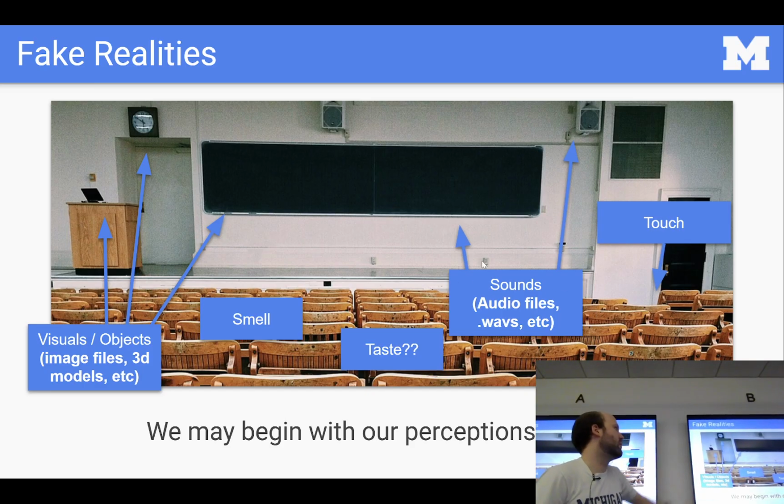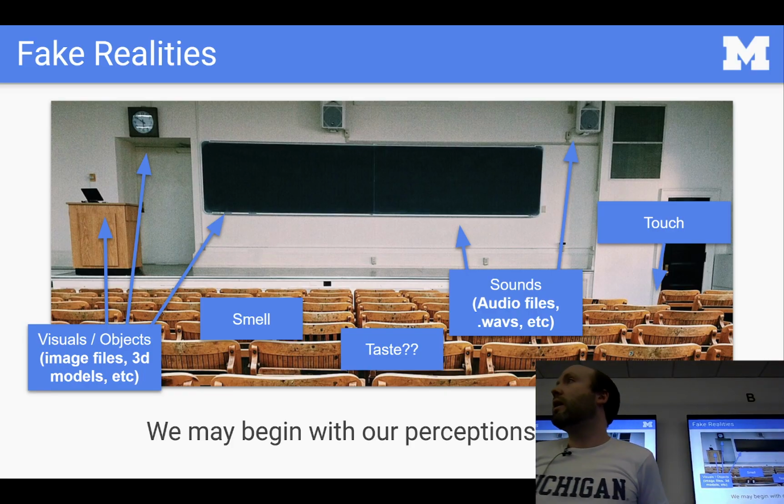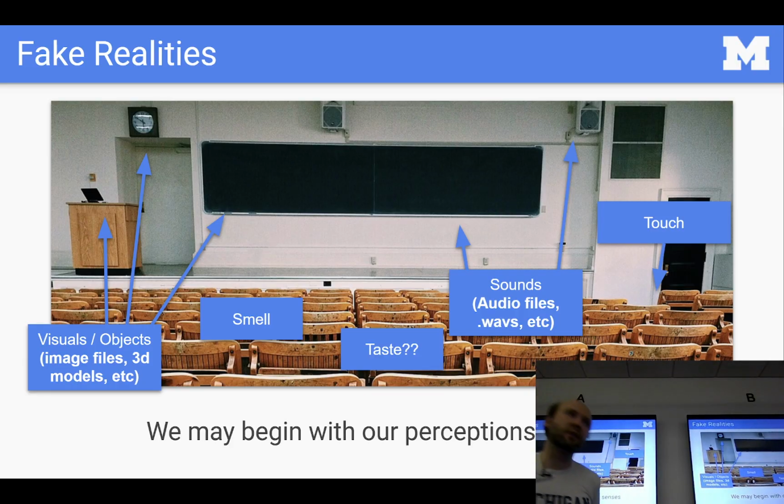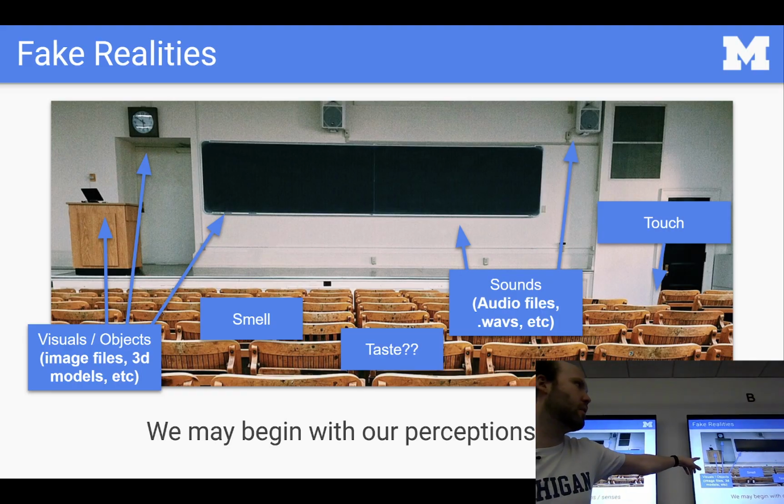Fortunately, sounds, probably the second most important way to immerse someone in a space, is also easy to make digitally. You can use WAV files, MP3s. You can capture this stuff and play it back. The most important senses to feeling like you're in a place, we have covered with computers. Okay? We do not have smell or taste or touch covered.